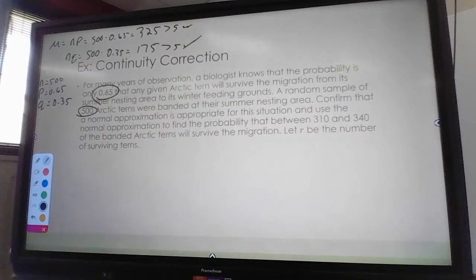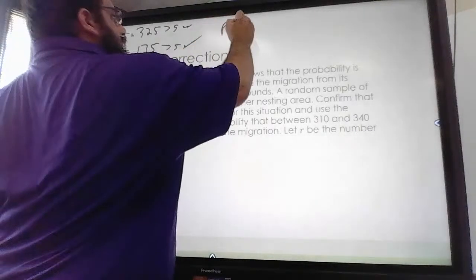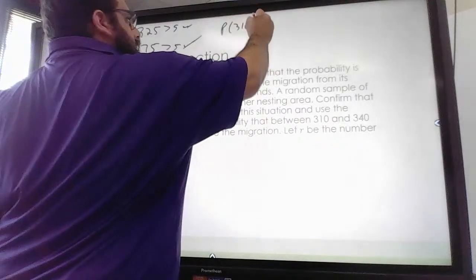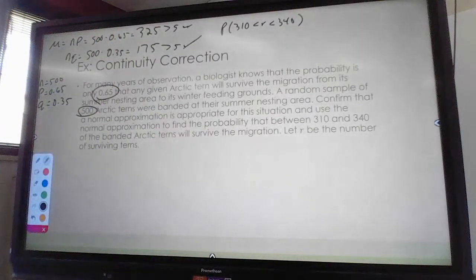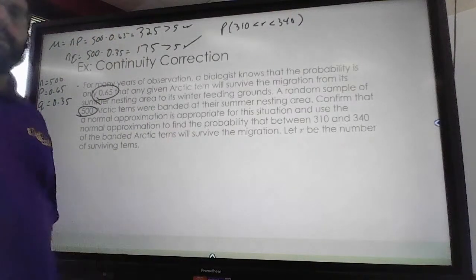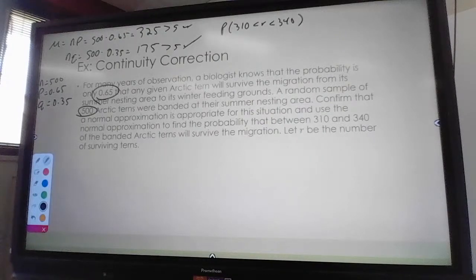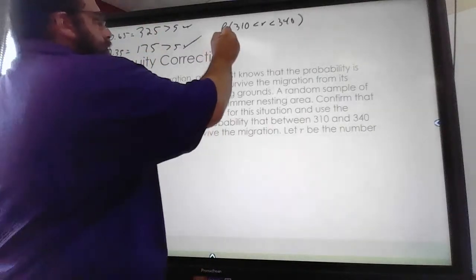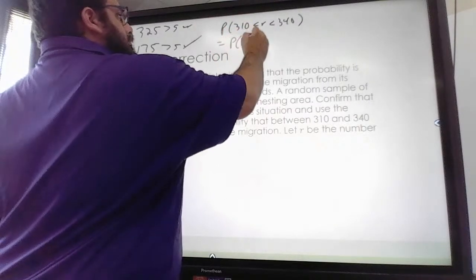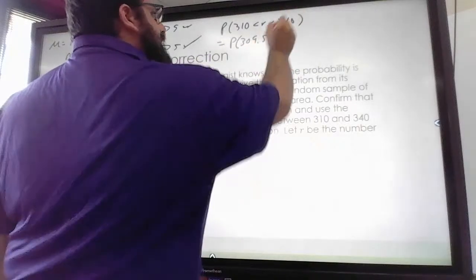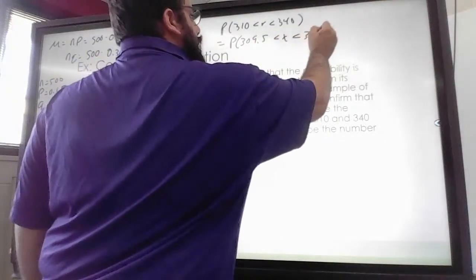Now, let's set up this probability. We're looking for the probability that 310 is less than R less than 340. This is a between case, which if we use a normal approximation for, we don't even have to look for a z-score. We can go straight to normal CDF. But first, let's make our continuity correction. We're going to subtract 0.5 here, 309.5, and we're going to add 0.5 here, 340.5.